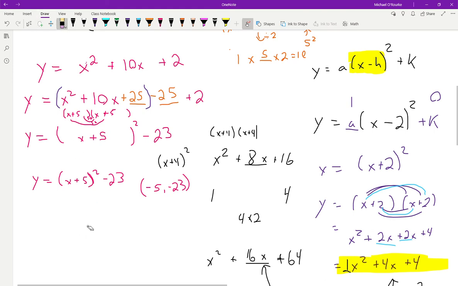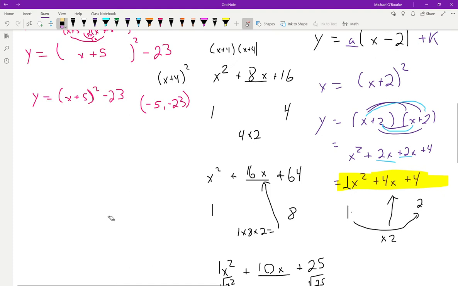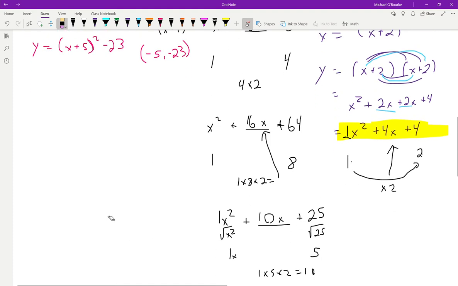Let's do another one. This will all come together. It's going to seem really foreign for you right now, but it'll all come together probably tomorrow as we continue through it.